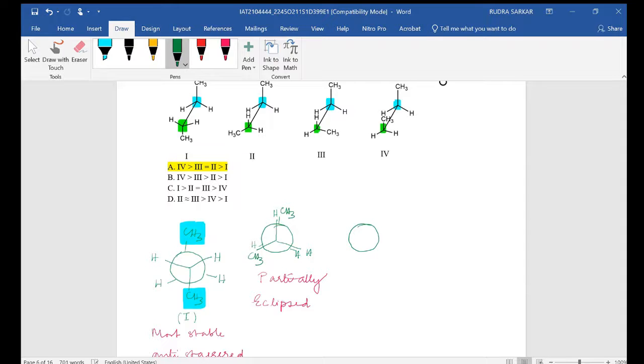What about the next one? That is the third one. This too is partially eclipsed. So we have a H and this H. There is a CH3. H here, H here. Now what is important to notice is that these two conformations are convertible between each other if you rotate by 120 degrees. So this is also partially eclipsed and the interactions are same. So they will be of same energy. 2 and 3 are of same energy.